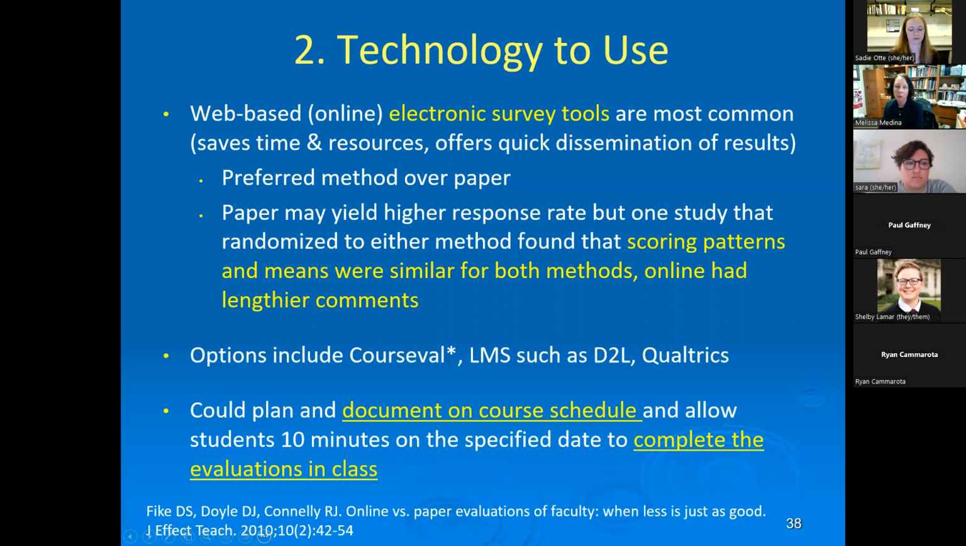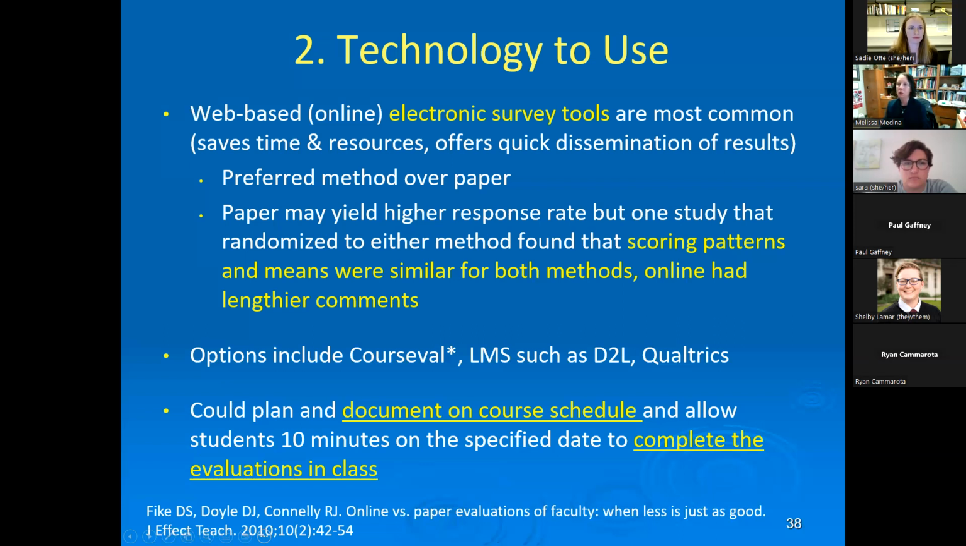How to administer them and what technology to use. We use Course Eval. It's a program. What do you use in your programs? Do you use your learning management system or Qualtrics? Qualtrics, okay. Paper or Qualtrics? Google Forms, okay. The LMS.